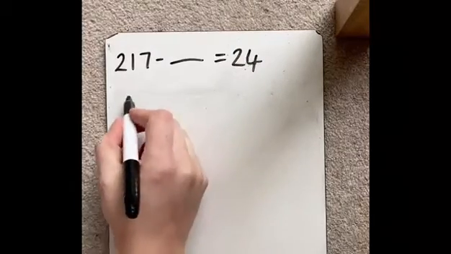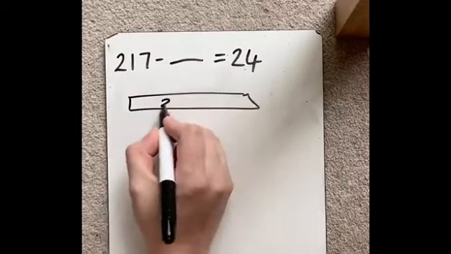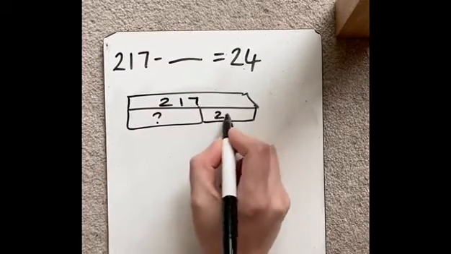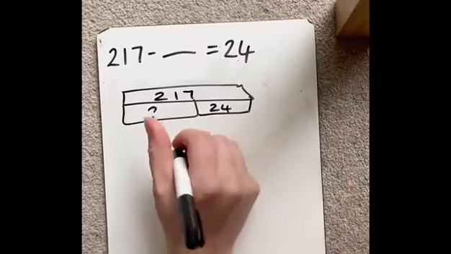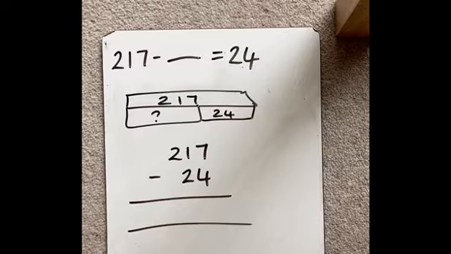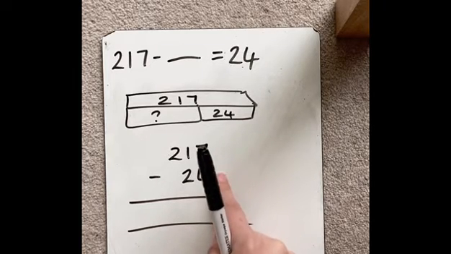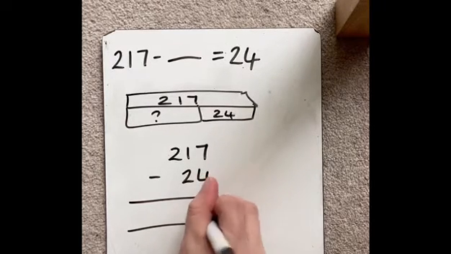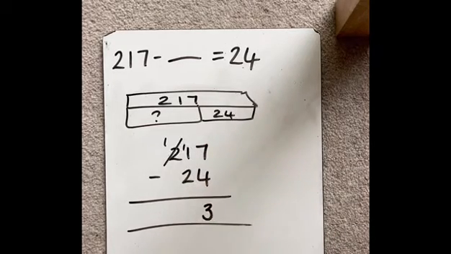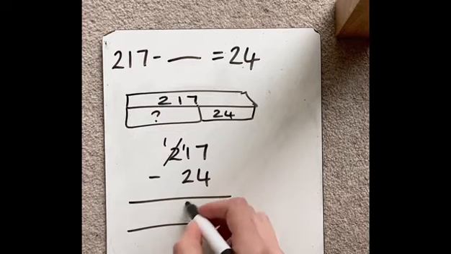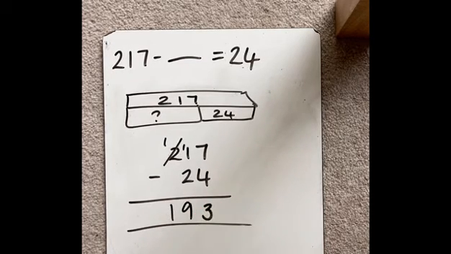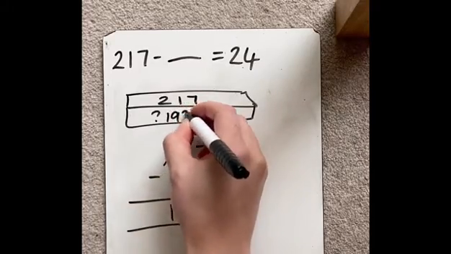Okay, and then you had 217 take away something, left us with 24. So I thought we could almost see this as a bar model, that we've got a total of 217. We've taken away something and we've been left with 24. So we could do 217 take away 24 to find the missing number. So 7 take away 4 leaves me with 3. I can't do 1 take away 2, so I'd need to exchange, making that 11. 11 take away 2 is 9. And 1 take away nothing is 1. So the missing number then would have been 193.